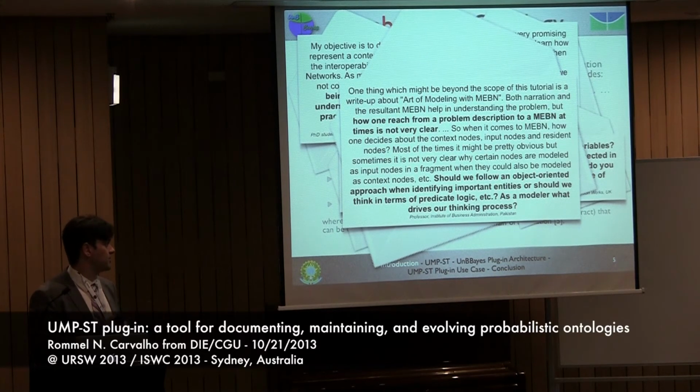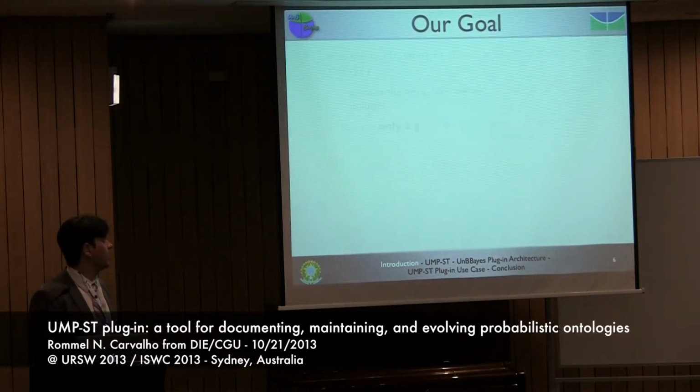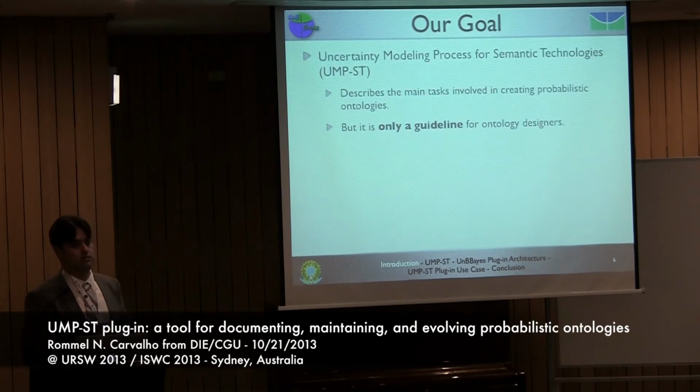Should we follow an object-oriented approach when identifying important entities, or should we think in terms of predicate logic? How do I approach this? What's the thinking process? What drives our thinking process? So that led me to actually propose a modeling process. It's still not as complete as I would like, but it's what I called in my PhD thesis the Uncertainty Modeling Process for Semantic Technologies. And basically what it does is describe the main tasks involved in creating probabilistic ontologies.